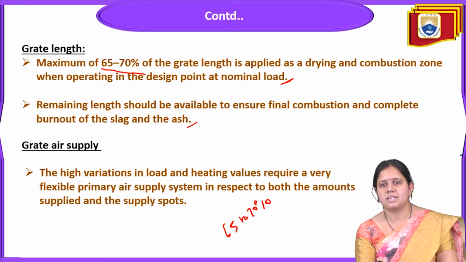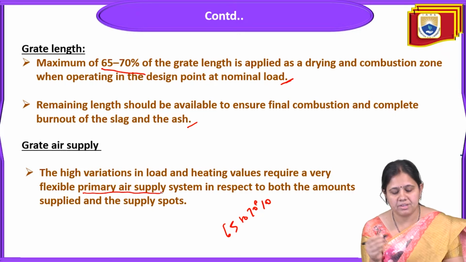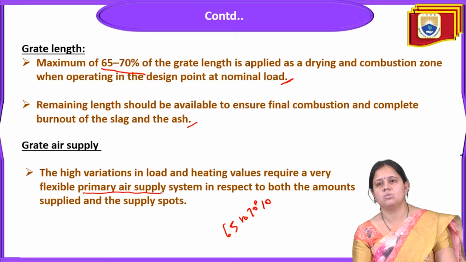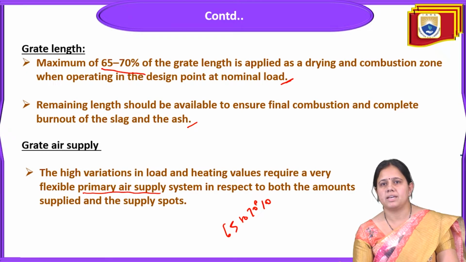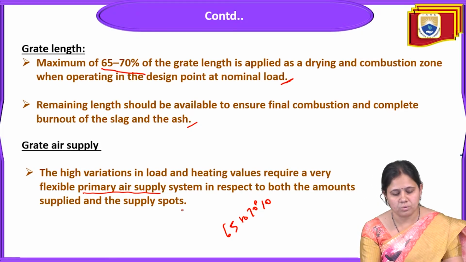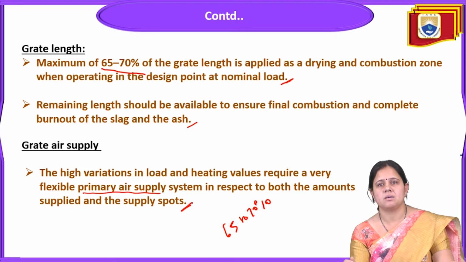Next is the grate air supply. In the grate air supply, the high variation in load and heating value requires a very flexible primary air supply system with respect to both the amount supplied and the supply spots. This is called the grate air supply.